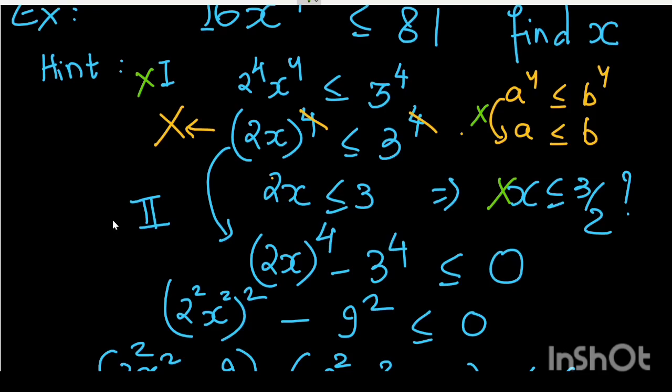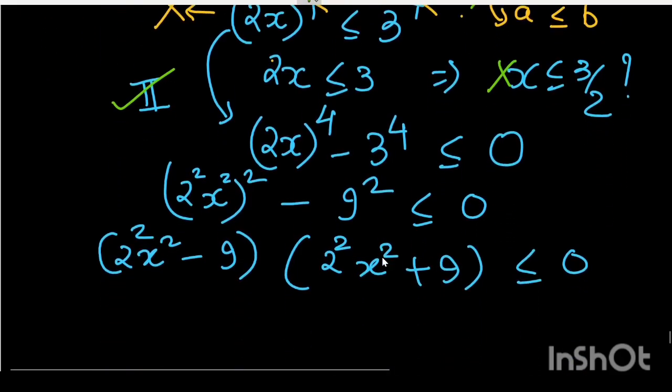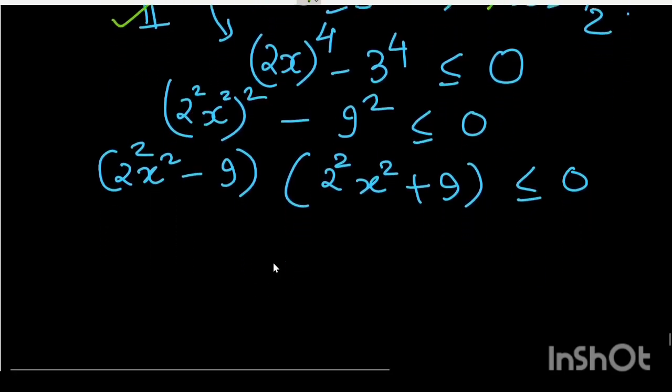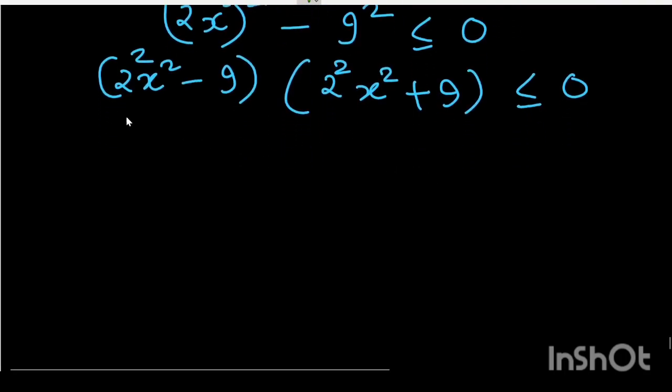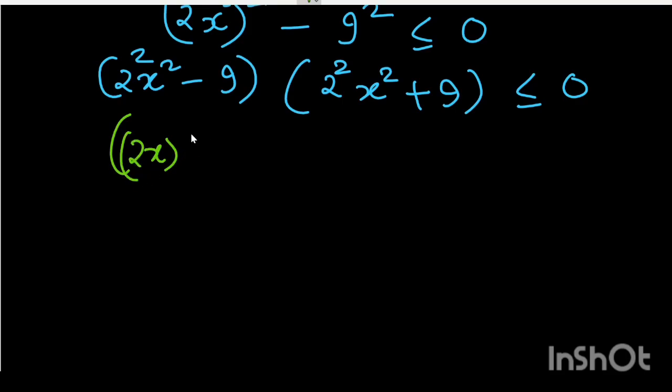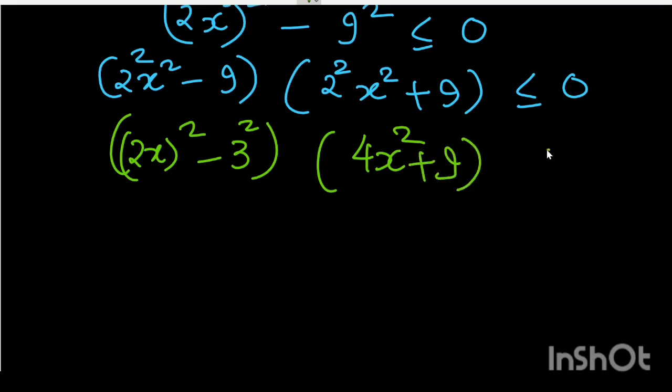So we will continue with the second approach. After writing it as 2x to the power 4, you will take 3 to the power 4 on the left hand side. Again rewriting them as 9 square and 2 square x square whole square, a minus b, a plus b, and further we can solve. When you solve it further, this is 2x whole square minus 3 square, and this is 4x square plus 9, less than equal to 0.